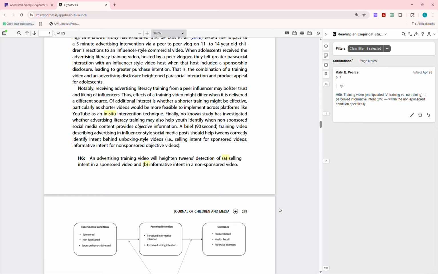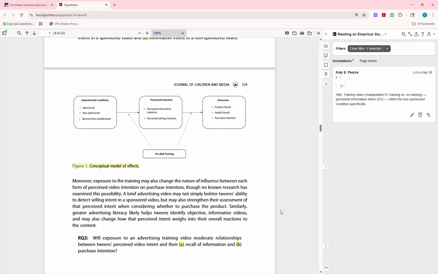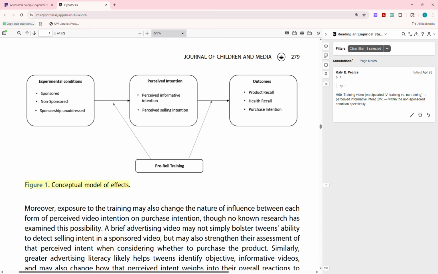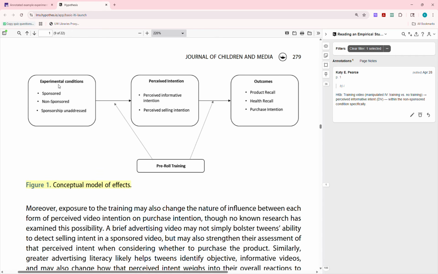Okay? I also want to point out here before we get down to RQ2 that the authors have put in a model. Models are super duper useful for trying to understand what's going on. So I'm going to zoom in on it. And you can see they have first the experimental conditions. Kids are randomly assigned to get the sponsored video, the non-sponsored video, or the unaddressed sponsored video. Some of the kids get the training. Then they measure the perceived informative intentions, perceived selling intention.